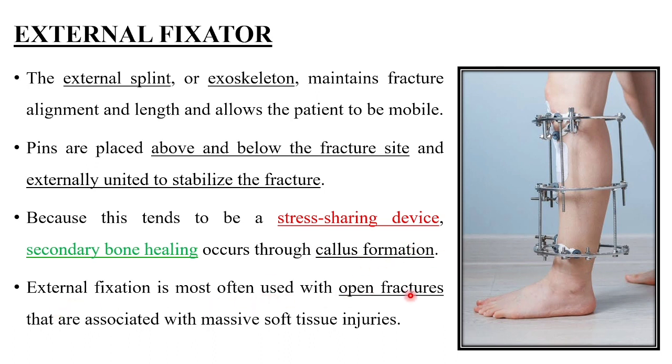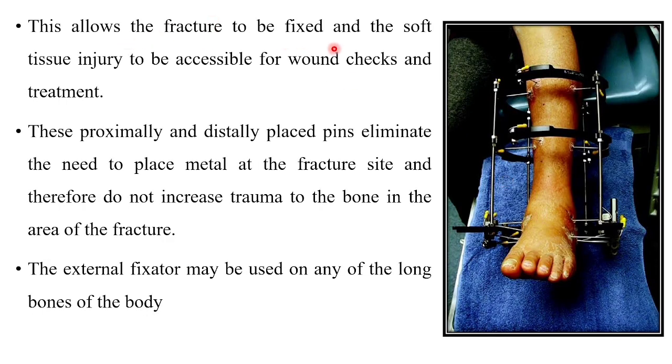External fixation is most often used with open fractures that are associated with massive soft tissue injuries. If there is a massive soft tissue injury and we need to treat it also, this external fixator is a good option, because we are able to treat the soft tissue injury as well as the fracture. This allows the fracture to be fixed and the soft tissue injury to be accessible for wound checks and treatment.